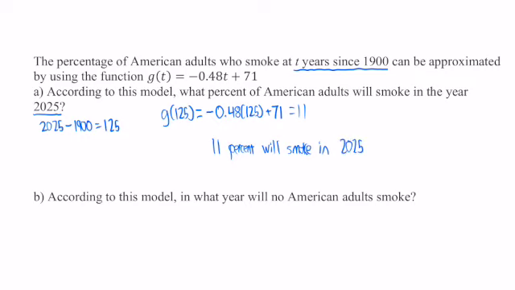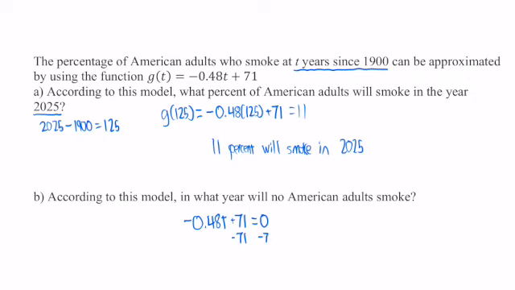Suppose we look at part B that says, according to this model, in what year will no American adults smoke? In other words, when will our percent equal 0% or 0? To do that, we take our formula for the percent that will smoke, and if we want to figure out when it will be 0, we would set that formula equal to 0. And then we're going to use algebra to solve for t.